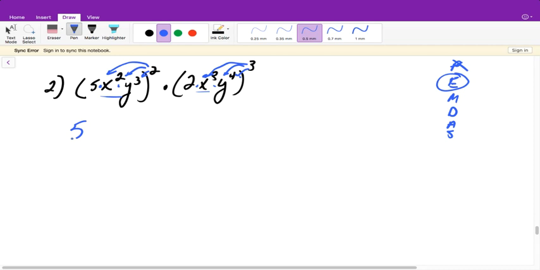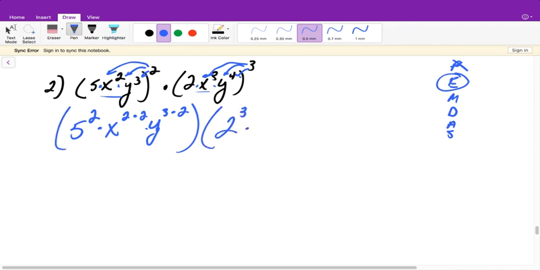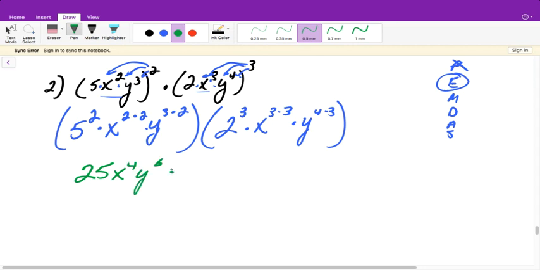So we will then get 5 squared times x squared, or x to the second power times 2, because we're distributing that in, times y to the third power times 2. And then this is all being multiplied with 2 cubed times x to the third power times 3, because power to a power we multiply, times y to the fourth power times 3. Now I'm going to go ahead and simplify everything in my parentheses. So it becomes 25 x to the fourth power, y to the sixth power, times 8 x to the ninth power, y to the 12th power.